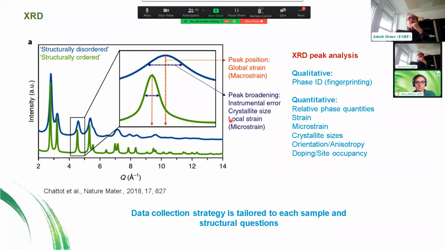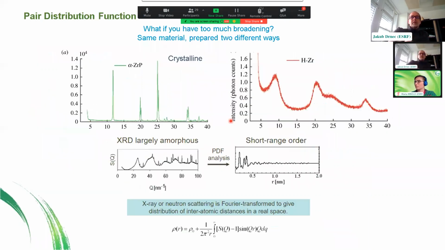So if we talk, for example, in the battery world, so we look at the lithiation of electrodes, then we look more at the peak positions, where they of course move as you change the lattice parameters due to the intercalation. The data collection is typically tailored for each sample and structural questions. So we don't have really a given, exactly algorithmic way how we do every experiment, but we have to devise the workflow more or less for each experiment.